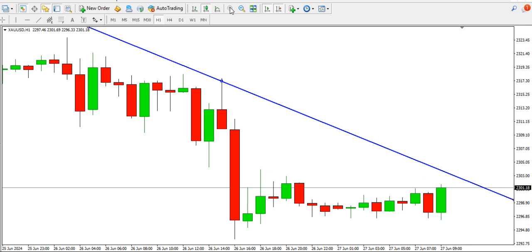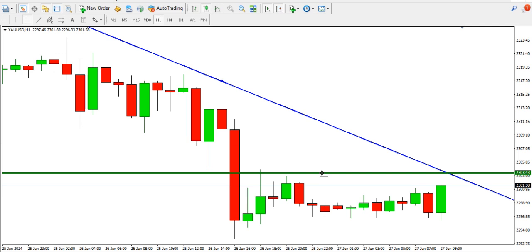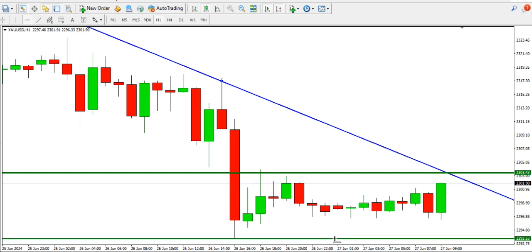But for now, on the 1-hour time frame, the range top is at the 2303 level, and the range bottom on the 1-hour time frame is at the 2293 level. So we expect either a break to the top or a drop to the bottom.